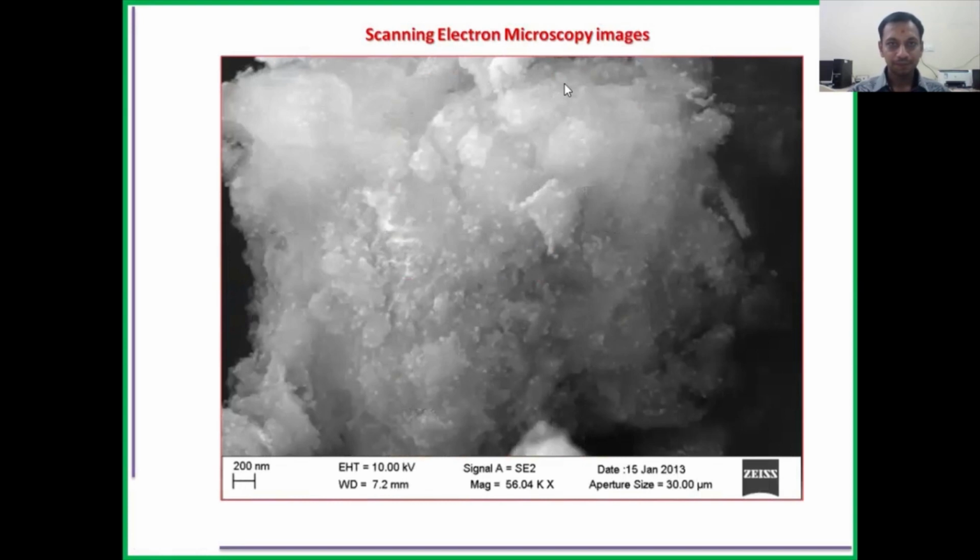This is the scanning electron microscopy image, with the scale from here to here being 200 nanometer. You can see the small particles sitting on the surface, but you can also see a big lump of the material there, and small particles as well. In this way, at least, we can get a very clear idea of the surface morphology of a particle or of any bulk material.